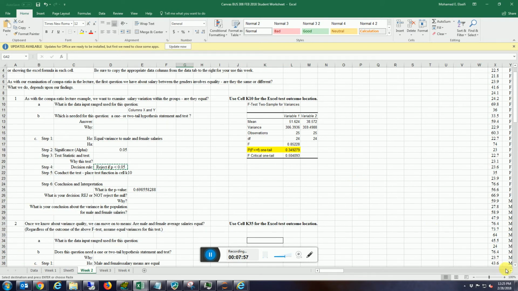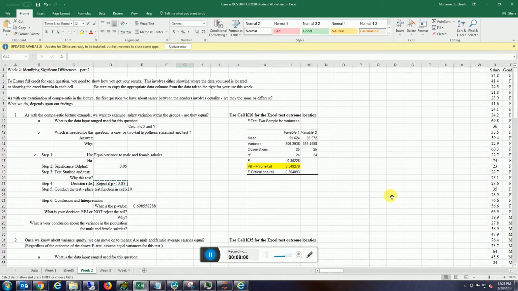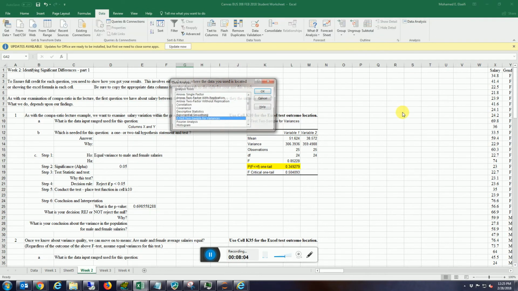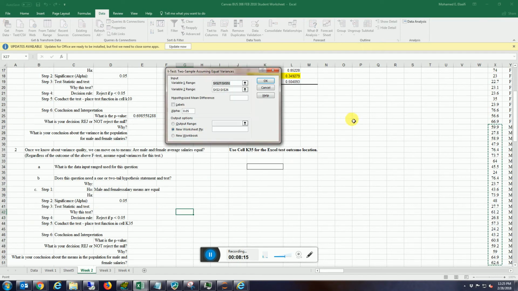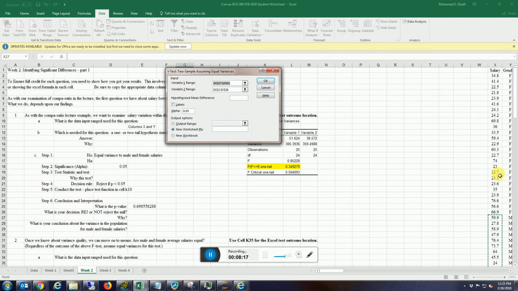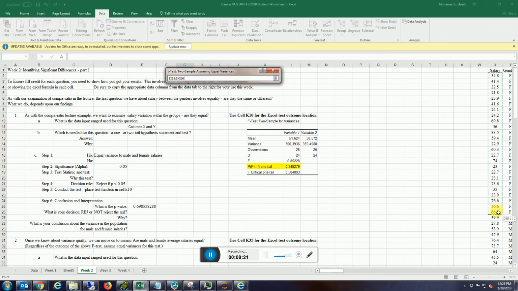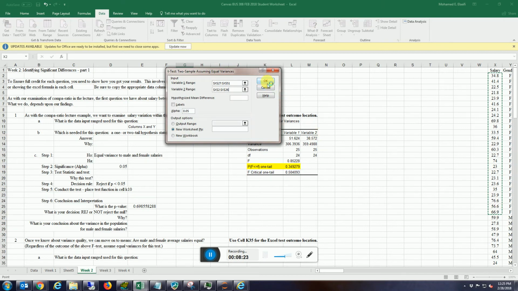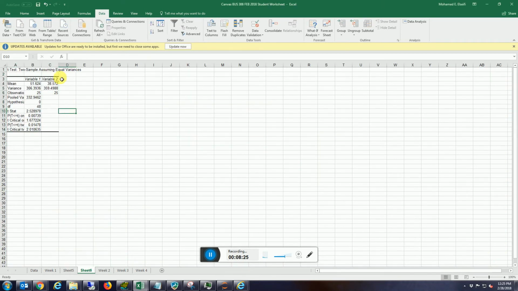So let's conduct the test now. We go to data analysis, and now we're going to conduct a t-test assuming equal variances. Remember, we just proved that the variances are equal, so we can use this test. Press OK. So our first group is male, our second group is female, and press OK. And here are the results of the test.